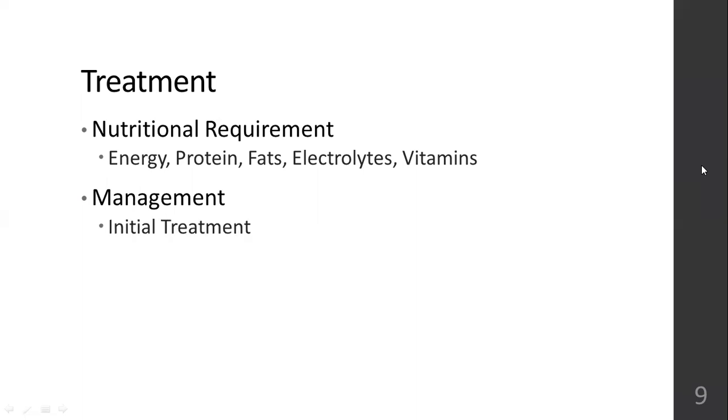Coming to the management part, as I mentioned, initial treatment is done in the ICU. Hypoglycemia, hypothermia, hypoxia, sepsis and infections have to be corrected. Within a few hours, as soon as you put the child on glucose, DNS is put on the child, the child's hypoglycemia will be corrected. The child's blood glucose level will come back to normal.